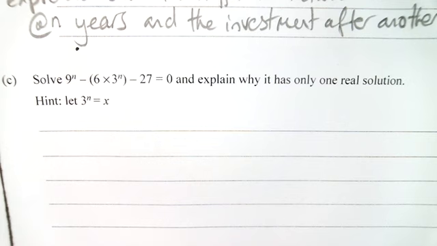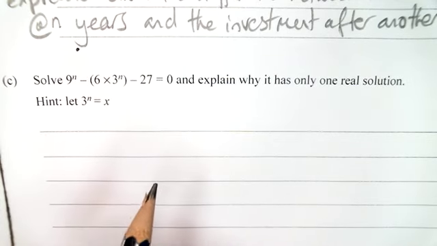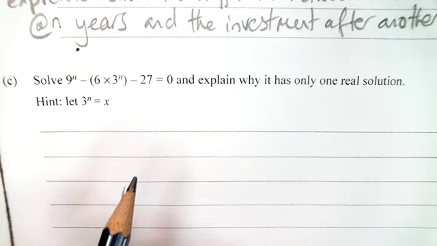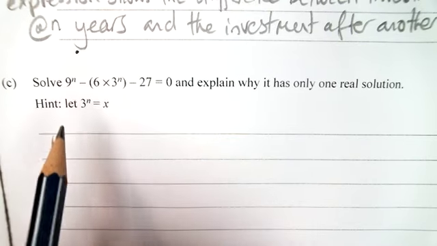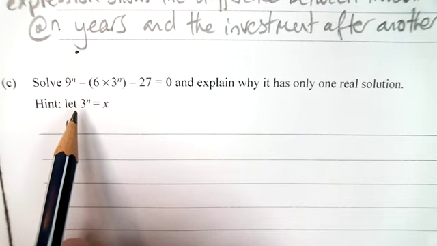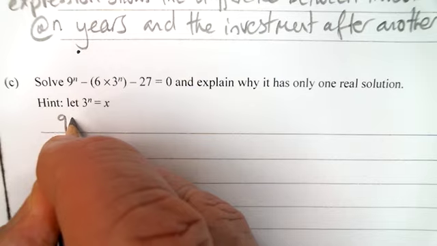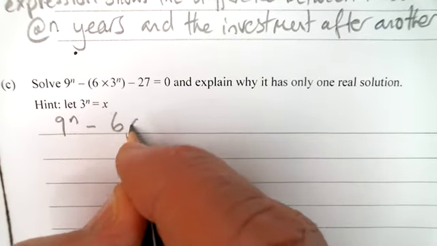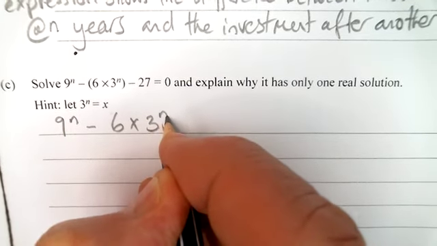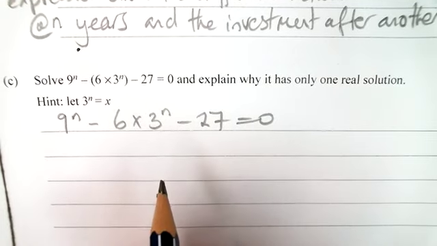My first inclination would actually be to go ahead and expand this out. But I'm noticing we've got a whole bunch of things to the 3 here, including 27, but I'm not going to worry about that too much. Instead, I'm going to say 3 to the n equals x. So let's rewrite this out then. I've got 9 to the n minus 6 times 3 to the n minus 27 is 0.